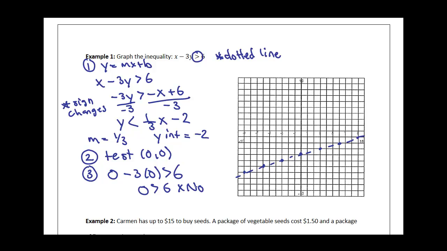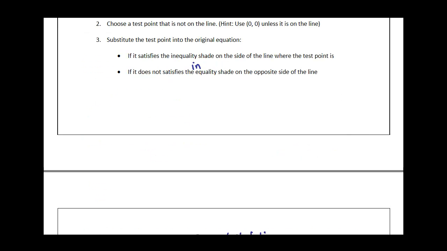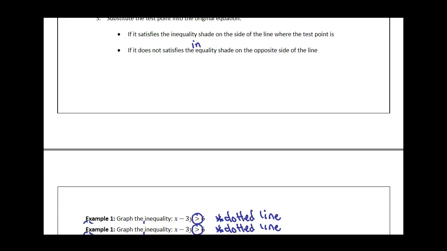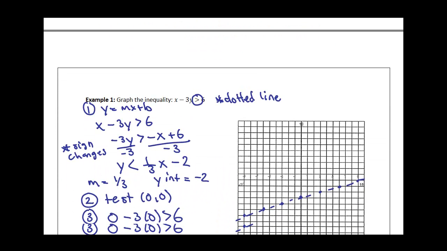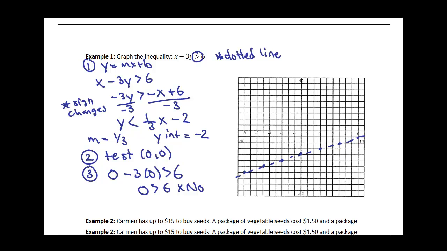That is not true at all. Looking back, our step says if it satisfies the inequality, shade on the side of the line where the test point is, and if it does not satisfy the inequality, shade on the opposite side of the line. In our case, it did not satisfy the inequality, so we need to shade on the opposite side of the line. Since (0, 0) is right here, we need to shade below the line, the opposite side. There we go. We graphed our linear inequality.